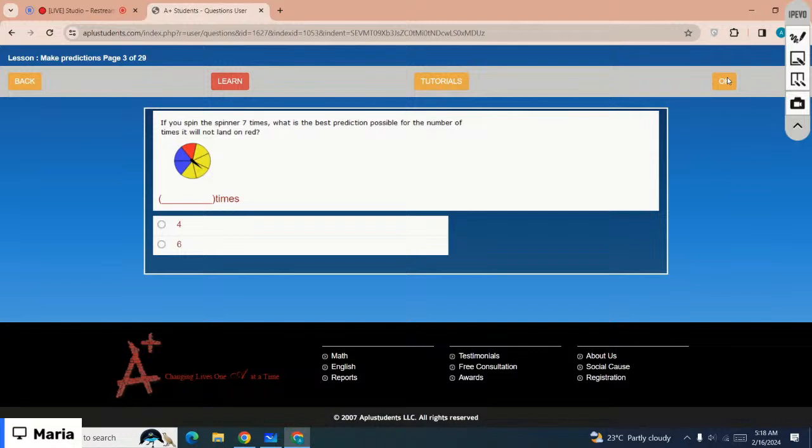The next one is, if you spin the spinner seven times, what is the best prediction possible for the number of times it will not land on yellow? So, which is the correct option?